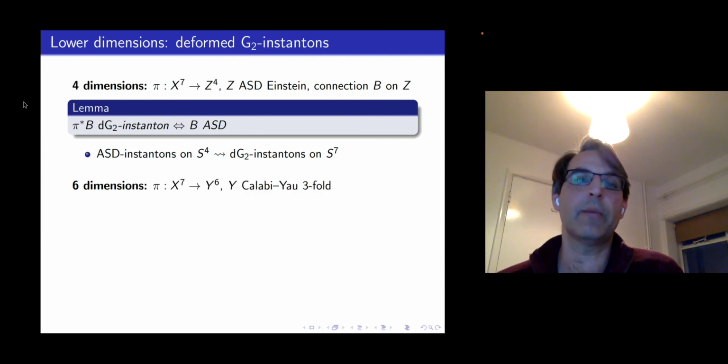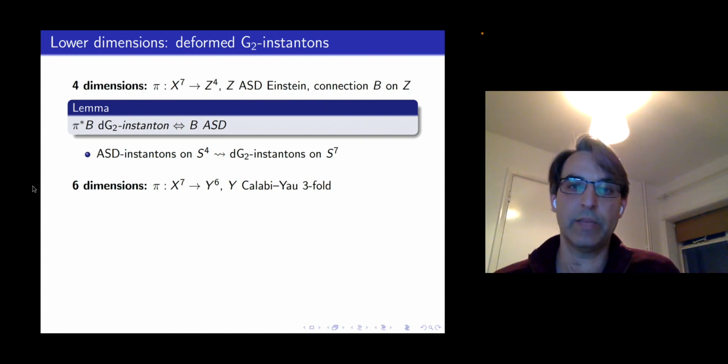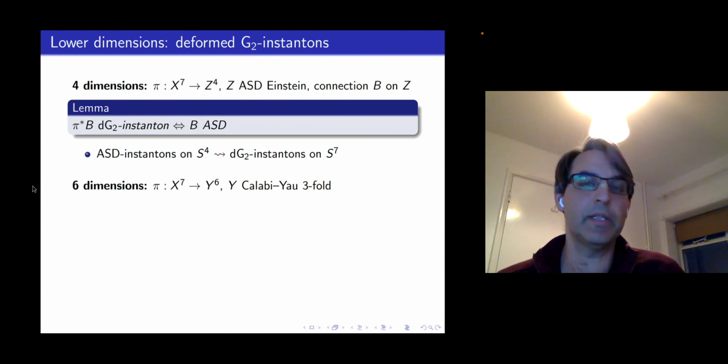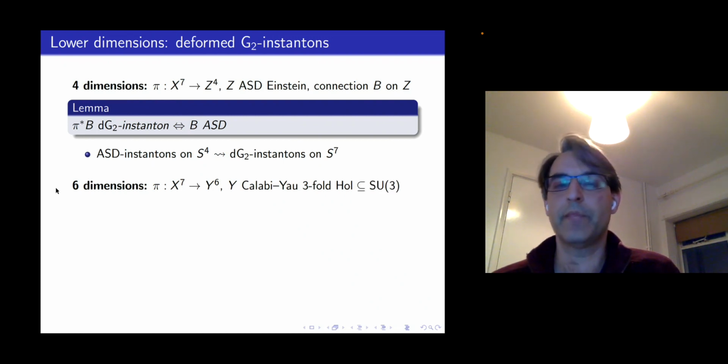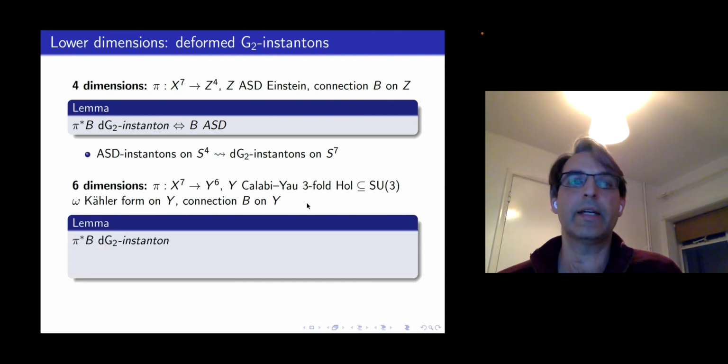So now we have a projection map from a 7-dimensional manifold to a Calabi-Yau threefold, which has real 6 dimensions. And remember that what this means is that we have a Kähler manifold whose holonomy is contained in SU3, holonomy of the metric is contained in SU3, and it has a Kähler form, which we'll denote by little omega still, and we're going to take a connection B on this Calabi-Yau threefold Y. And we're going to ask the same question, if I pull back that connection B, when is it a DG2 instanton?